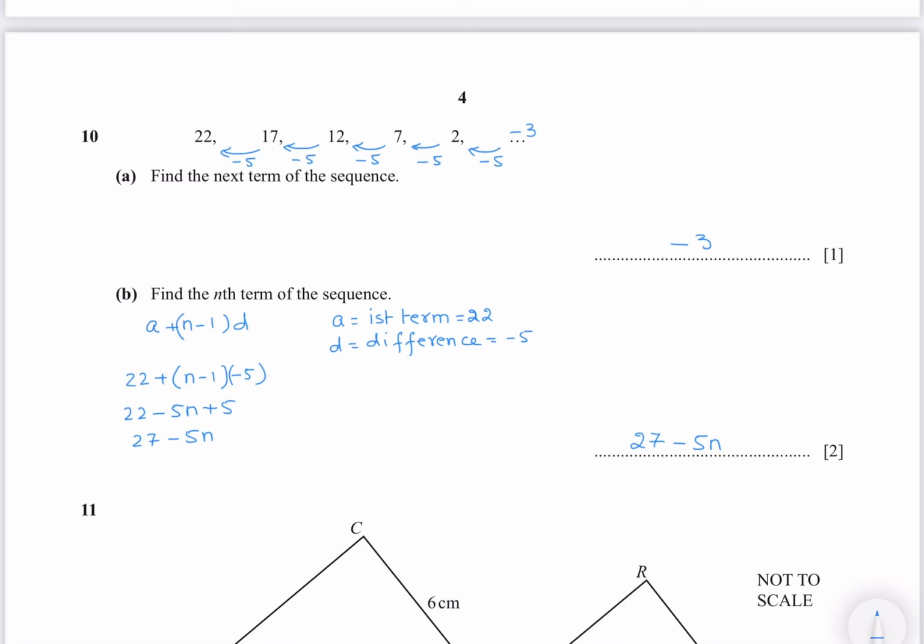Find the nth term of the sequence. So this sequence, if you notice, the difference is same. So it means this is a linear sequence. For linear sequence, we use this formula to find the nth term: a plus n minus 1 times d. a is the value of first term, which is 22, and d is the difference, which is negative 5. So you place these values, you write 22 in a, minus 5 in d, and then simplify it, you will get the nth term formula for this sequence.